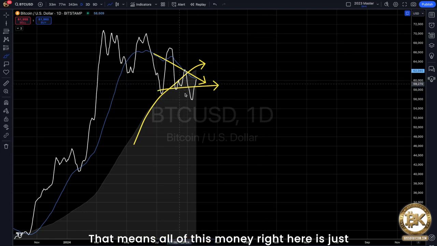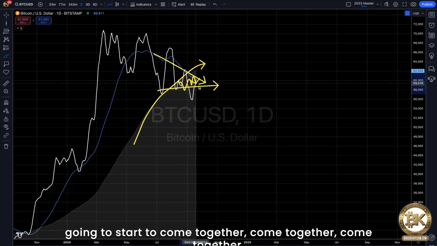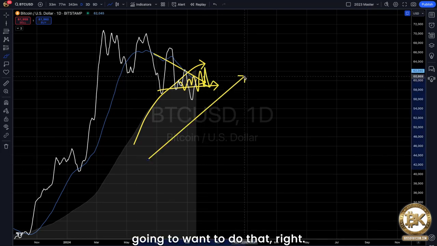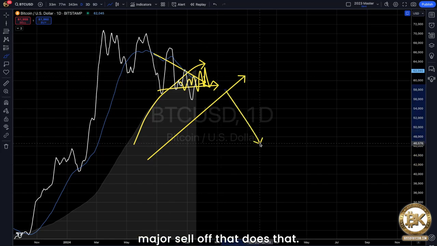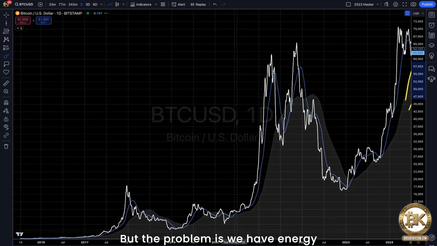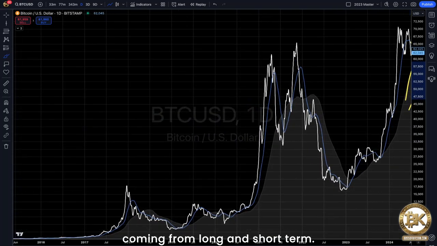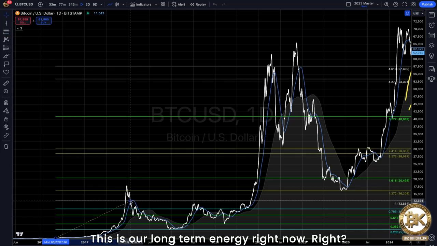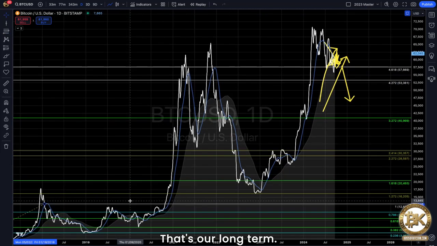That means all of this money right here is just going to start to come together. And at some point in time, it's going to want to do that, as long as we don't have another major sell-off. But the problem is we have energy coming from long and short term. This is our long-term energy right here. That's our long term. That's support right there, still coming in from 2017.